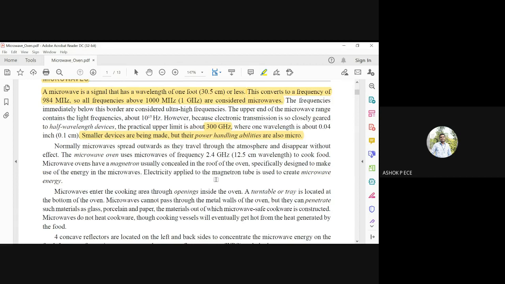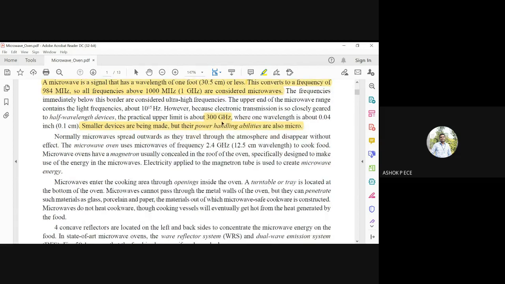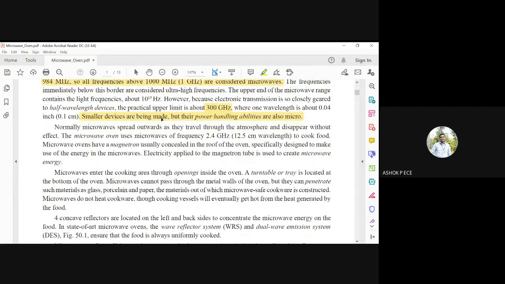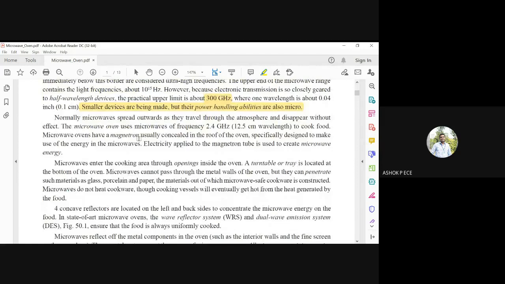And for cooking, you need relatively very high power to cook all the material, whatever you're going to keep inside the microwave oven, right? So the practical range of frequency of microwave is from 1 gigahertz to 300 gigahertz. At the 300 gigahertz upper bound, the devices are becoming very, very small, and the power handling capability is also becoming very, very small.